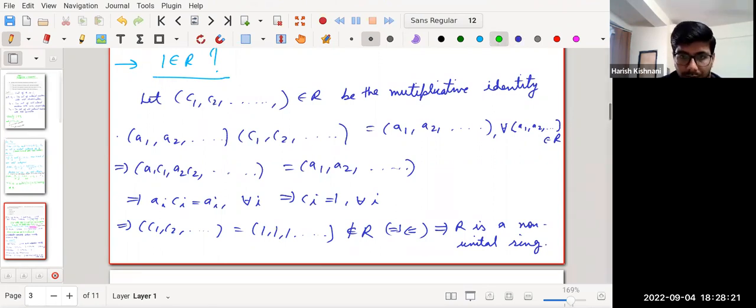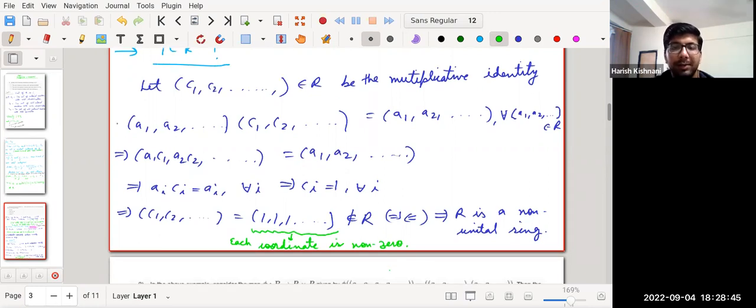This is not inside your R, because here each coordinate is non-zero. But according to the definition of R, you must have only finitely many coordinates to be non-zero, so it's not an element of R. Thus, the multiplicative identity is not there inside your R. So R is a non-unital ring.